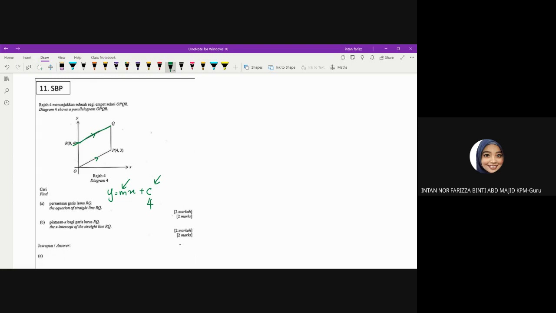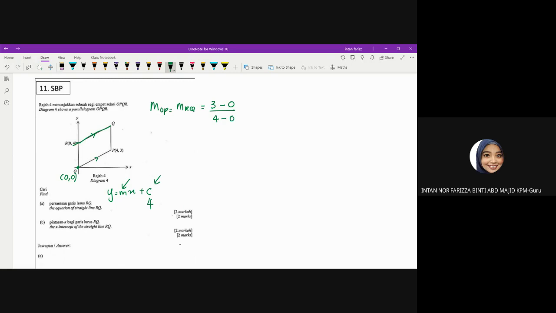Okay, so for m, we need to have two coordinates. Since we don't know the coordinates of Q, you can actually borrow the line PO to find the gradient. So what are the coordinates of this point here? Since it is located at the origin, the coordinates are 0, 0. Okay, so m of OP is equal to the gradient of RQ. So the working will be 3 minus 0 over 4 minus 0.